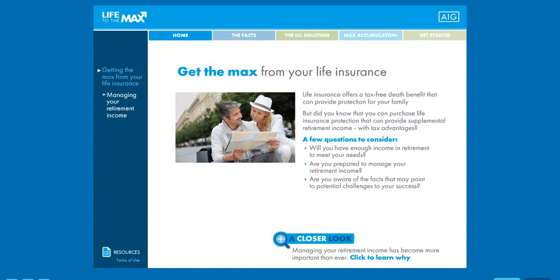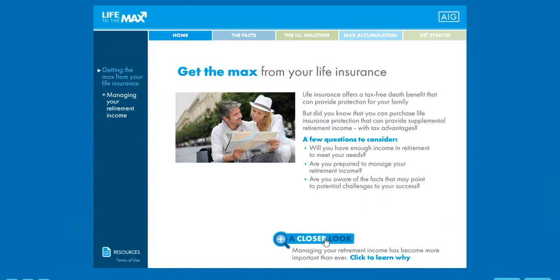Now, the second source of retirement income comes from assets, such as 401ks, IRAs, investment accounts, even real estate. And this source of income usually requires continuous management on the part of the retiree.